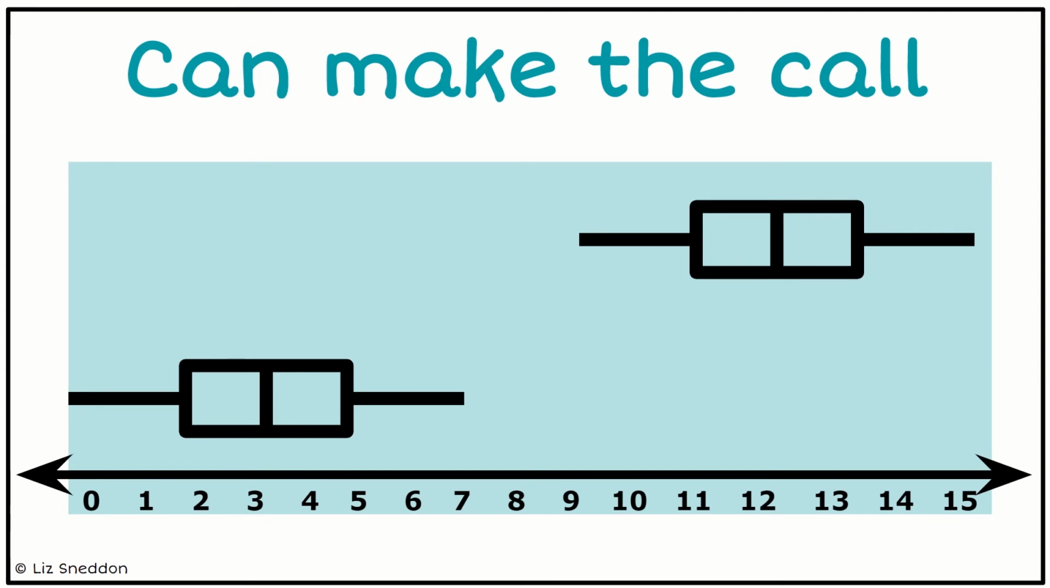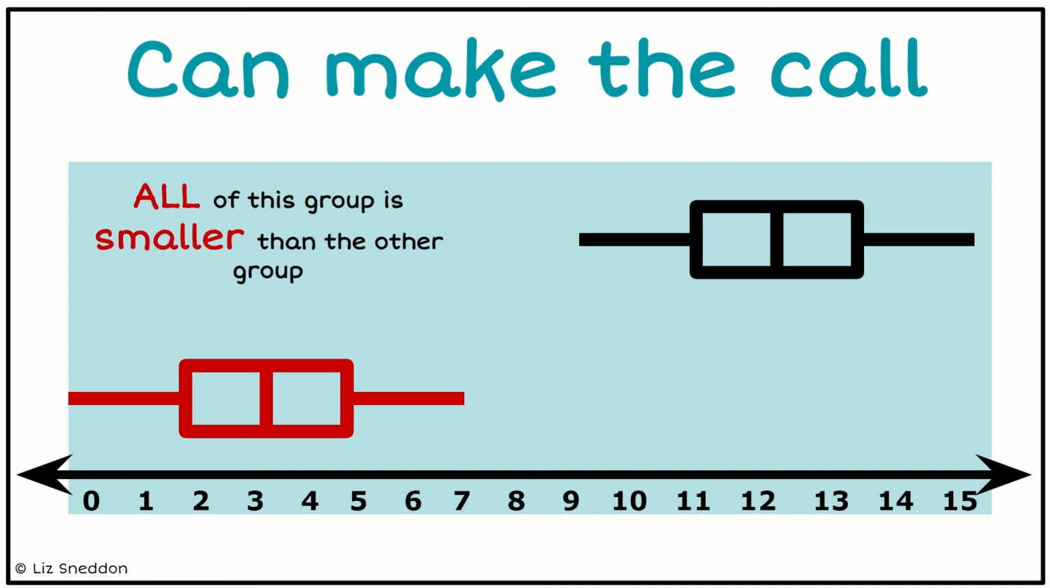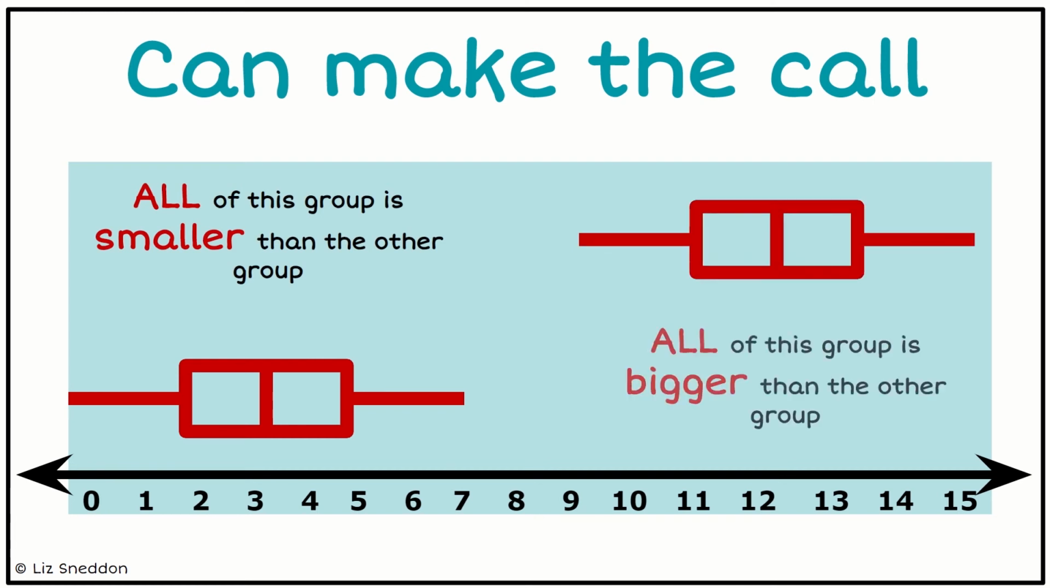So I can make the call if I can see, like this group here, all of this bottom group is smaller than the other group, and equally all of the top group is bigger than the other group. So because all of one group is bigger than all of the other group, I can confidently say, yes, this group does tend to be bigger than the other group.